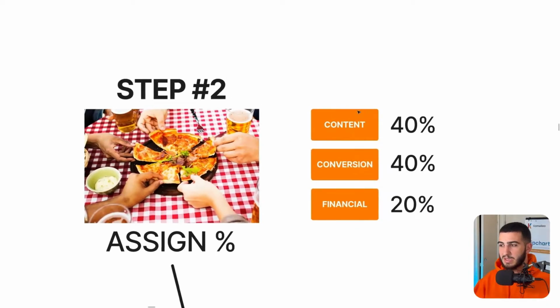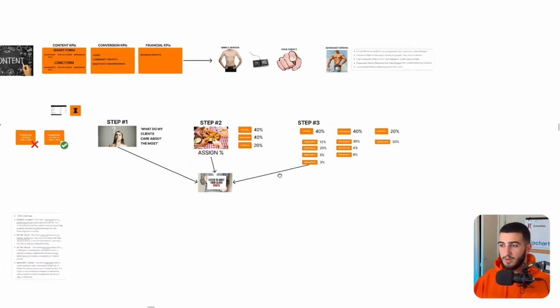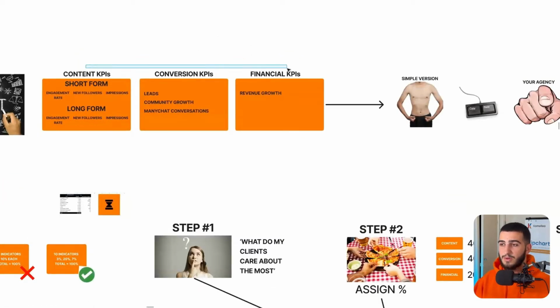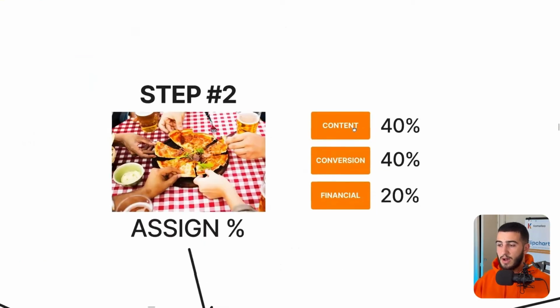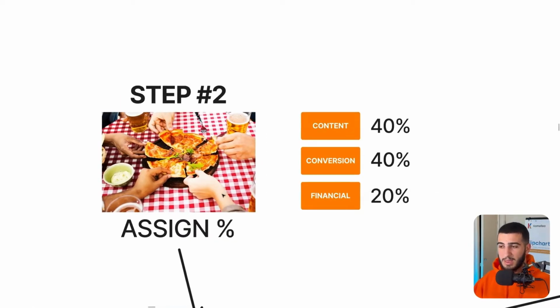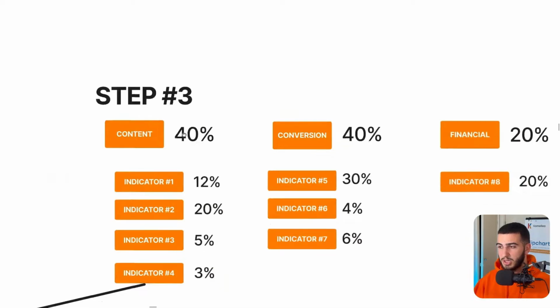The second step is to assign a percentage to the different departments, or sections, of the health score that we created previously. For my example, if you go back here, we can see we have three different sections: the content KPIs, the conversion KPIs, and the financial KPIs. So I want you to assign a percentage to each one of the sections. In this example, I gave content KPIs 40%, conversion KPIs 40%, and financial KPIs 20%.